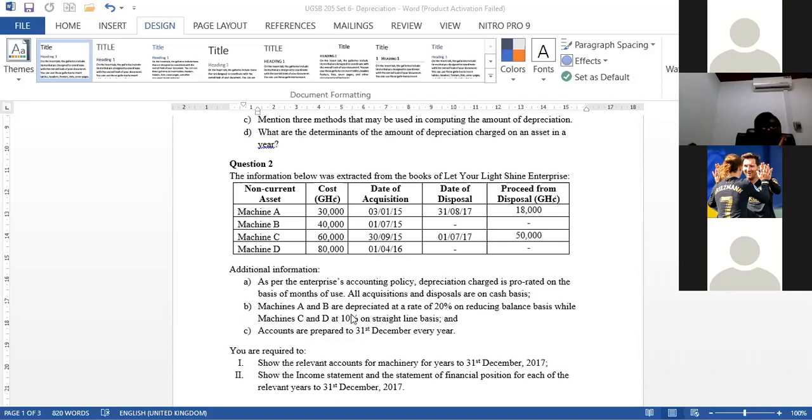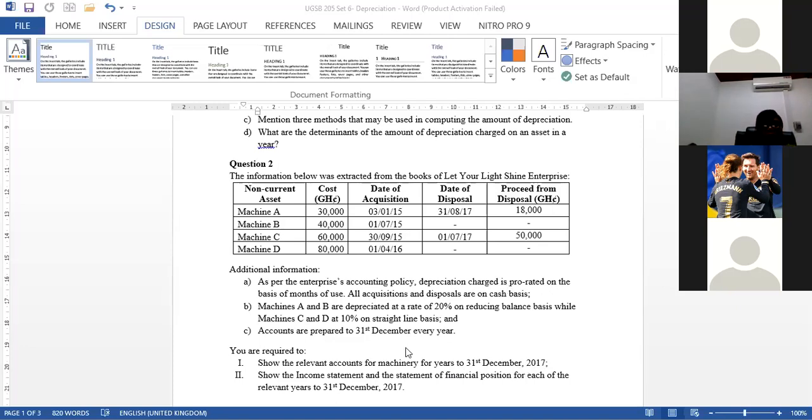Then B, machines A and B are depreciated at a rate of 20% on diminishing balance. Machines C and D are 10% straight line. Fortunately, this one has been given to us. So show the relevant accounts for machinery for the years to 31st December 2017. So it means we are preparing the records for December 2015, December 2016, and December 2017.